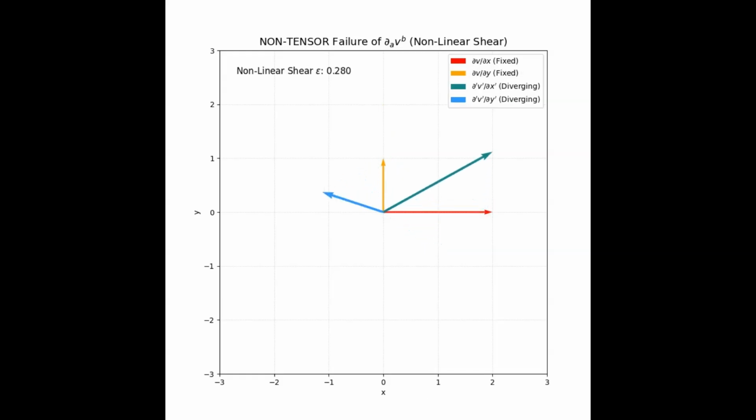So really, understanding the covariant derivative is understanding how physics makes sure we're all seeing the same reality on any coordinate grid you can imagine.